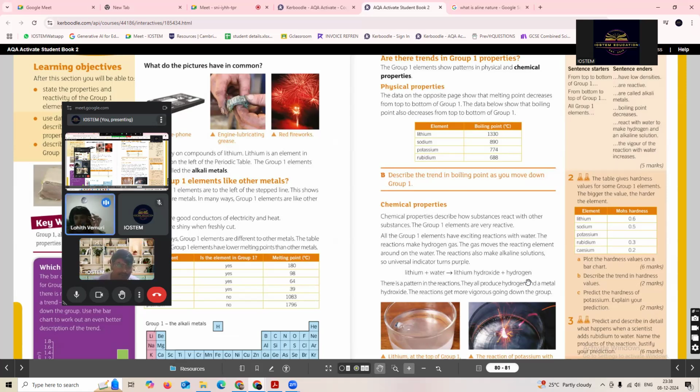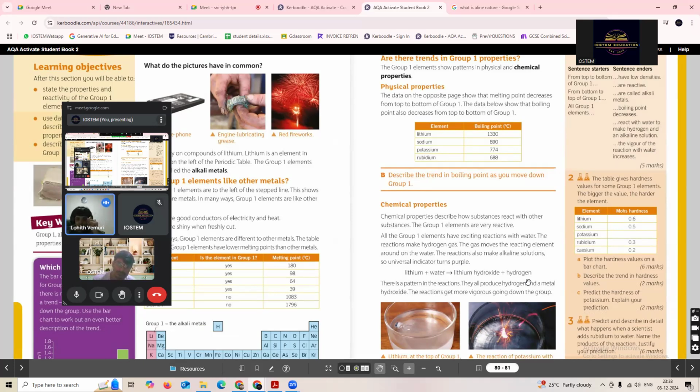Okay, do I just start from B? Yeah, obviously. So from top to bottom. But can you plot? You don't know how to plot? I know how to plot. Yes, good. From top to bottom of elements in group 1, their hardness decreases.